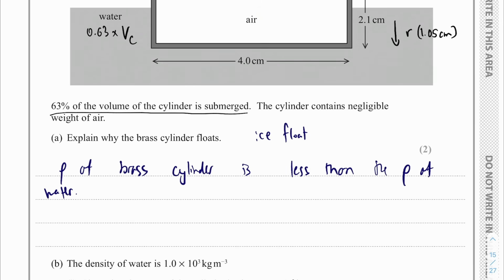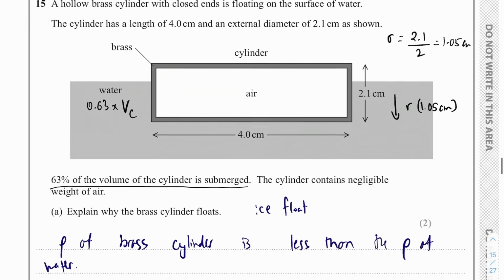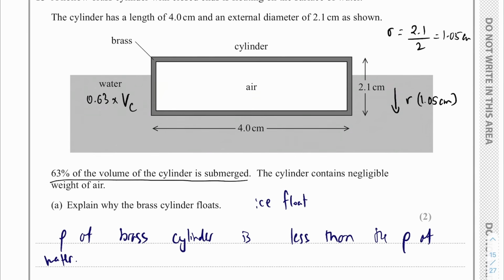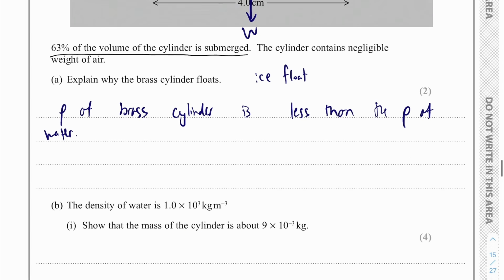What else can we say? Are there any forces acting to make this afloat? Yes, there are. There is the weight of the cylinder, which is countered by the upthrust. So what can we say? We can say the weight of the cylinder is equal to the upthrust. So those are our 2 marks.